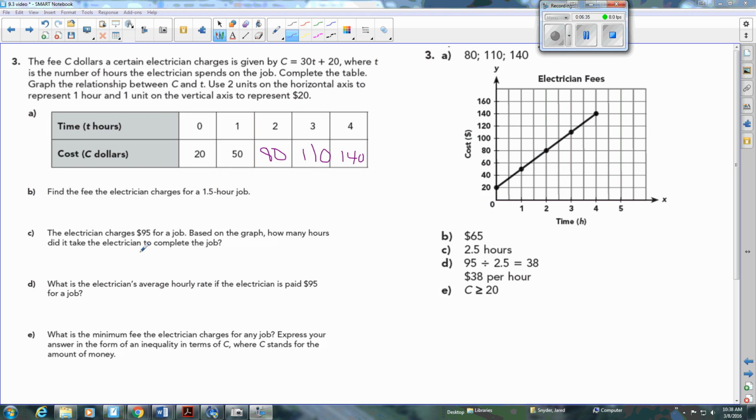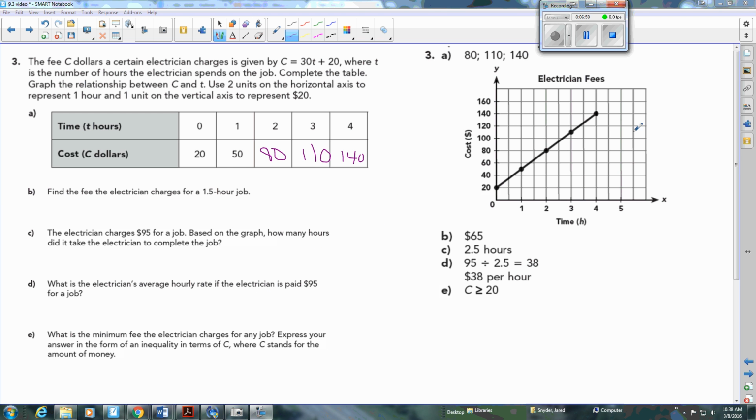Then the electrician charges $95 for a job. Based on the graph, how many hours did the electrician work? So try to find 95. This is 90. A little bit above it is going to be right about here. So that looks like 2.5 hours. What is the electrician's average salary rate if the electrician is paid $95 for the job?